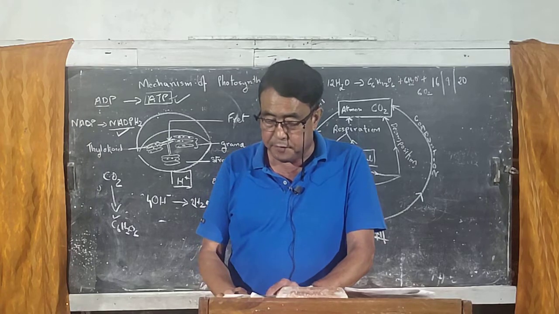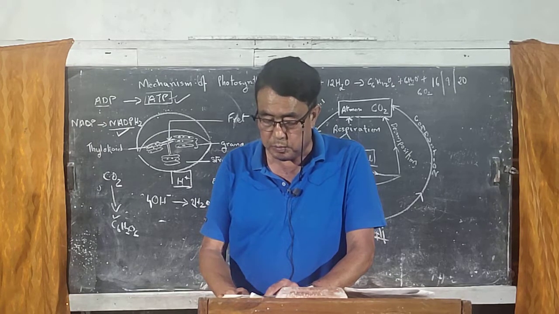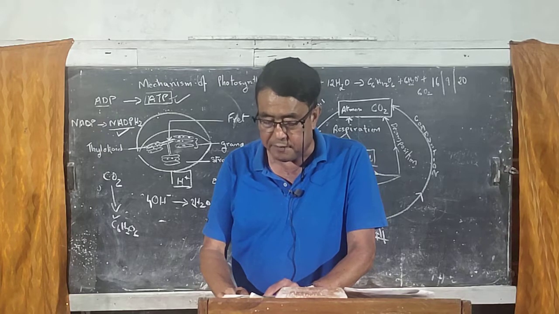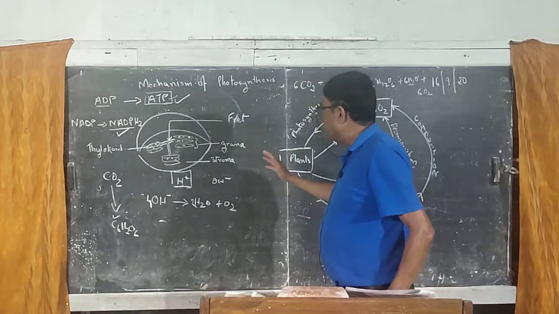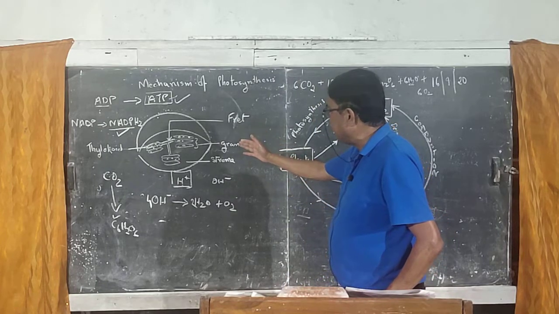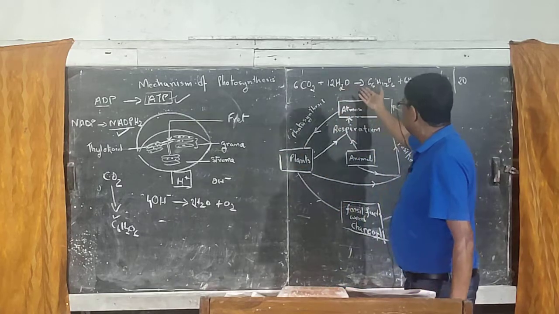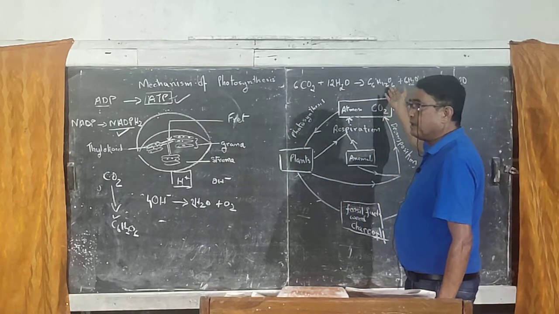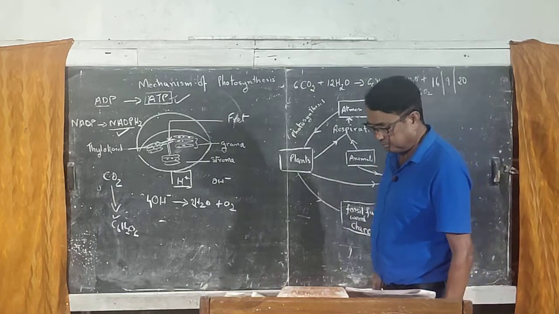Represent the physiological process mentioned above in the form of a chemical equation. That means photosynthesis takes place, and if we represent it as a chemical reaction, here is the equation. As I told you, there's only one equation in photosynthesis.